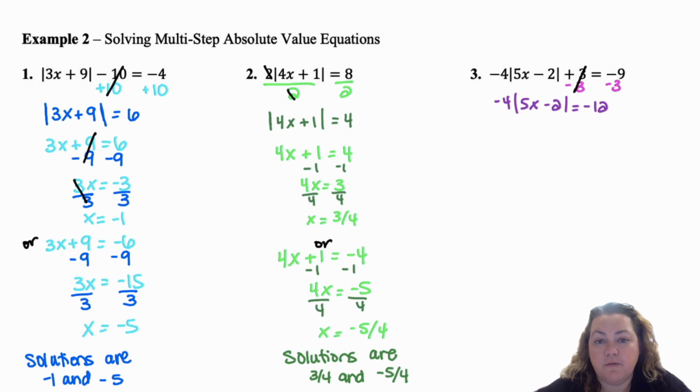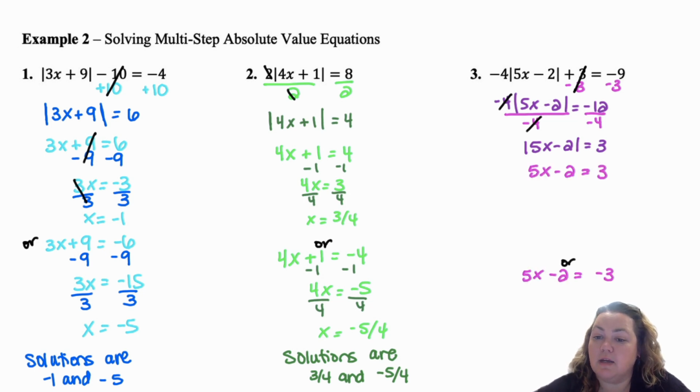I'm going to get rid of the negative 4. It's connected by multiplication, so I'm going to divide. I get the absolute value of 5x minus 2 is equal to positive 3. Now I can write this as two separate equations: 5x minus 2 equals 3, and 5x minus 2 equals negative 3.